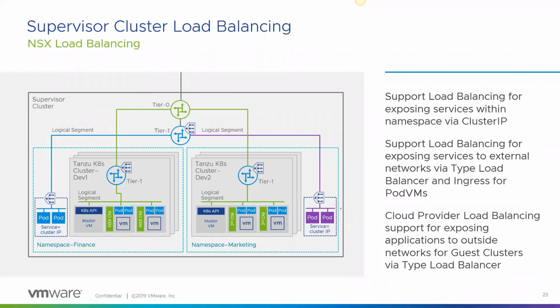Then comes the load balancer. As we mentioned, it can provide ingress services. So if I go in and define a service in Kubernetes for ingress, NSX can essentially take over and provide that ingress service on my T1. If I define a cluster IP, then it does a distributed load balancer, which is running internally in the hypervisor.